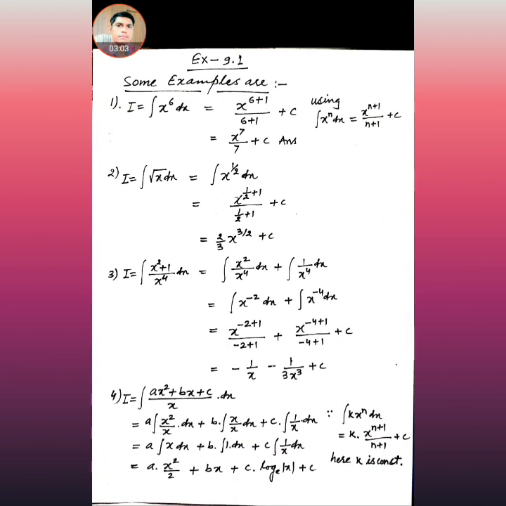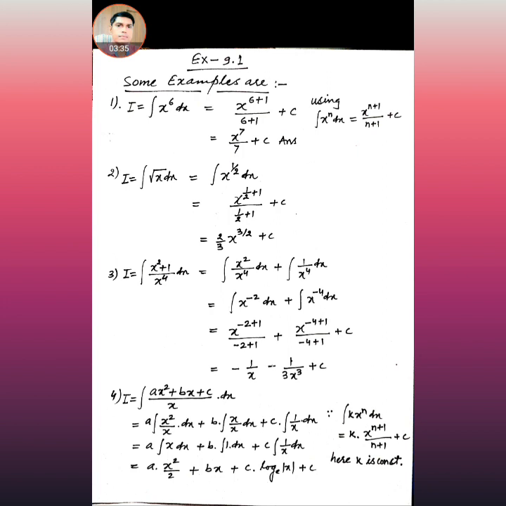Dear students, we take some examples of indefinite integration. First example is integration of x raised to power 6. First of all, we use the identity integration of x raised to power n to solve it. So we can write x raised to power 6 plus 1 upon 6 plus 1. So finally we get x raised to power 7 upon 7 plus C.